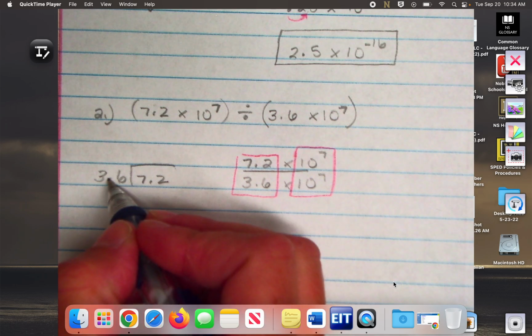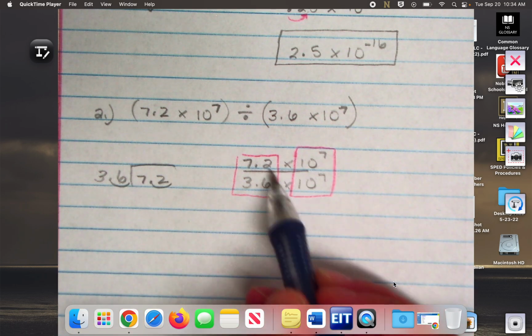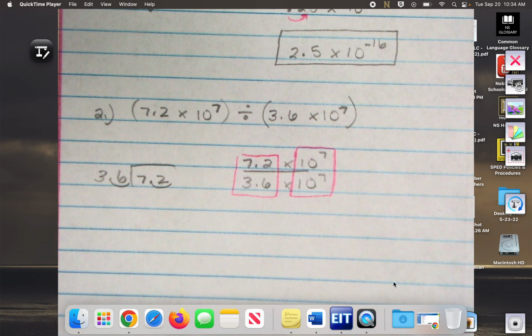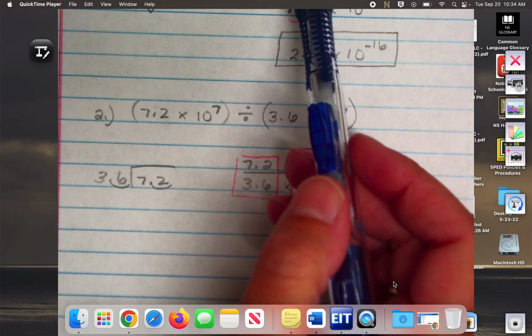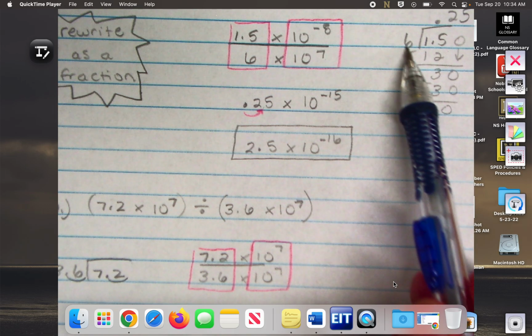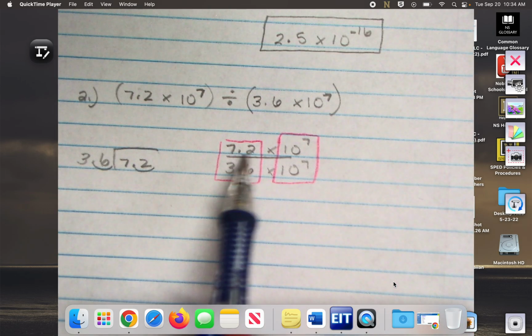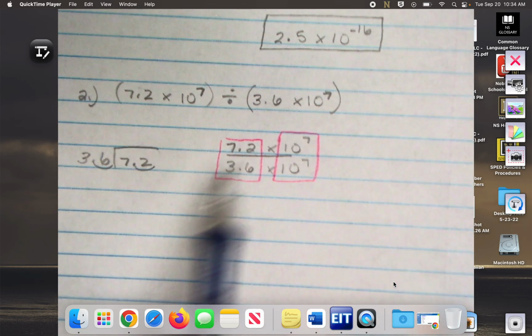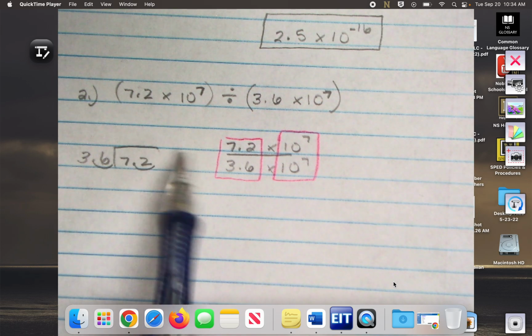Does the biggest number always go on top, or is it what comes first? Whatever comes first goes in. Look, this one was 1.5 and 6, but I still did 1.5 divided by 6. So whatever is above goes inside the little house.